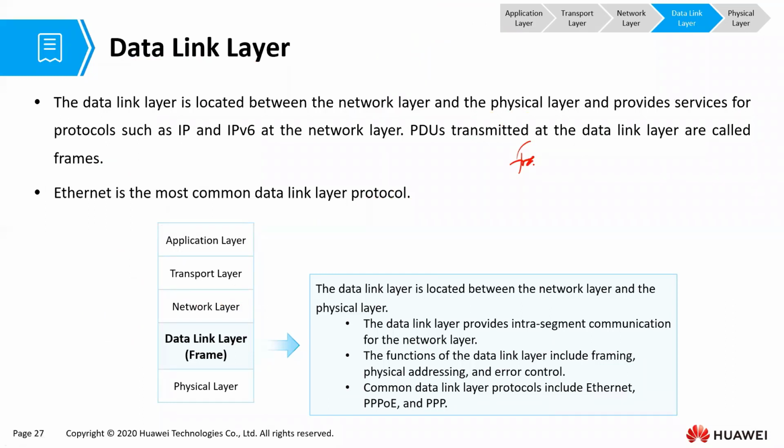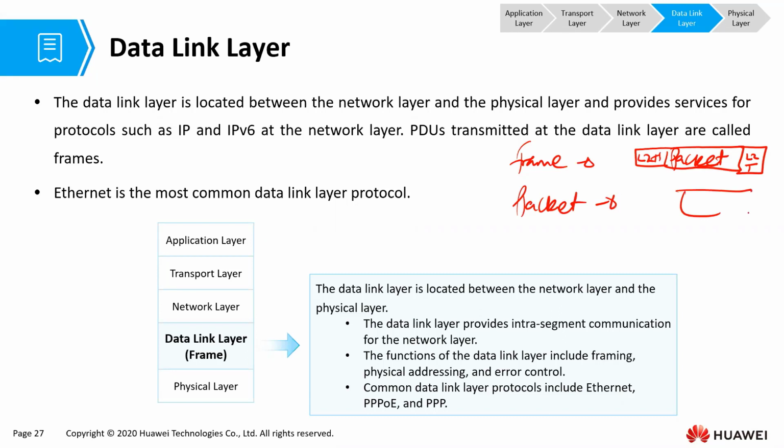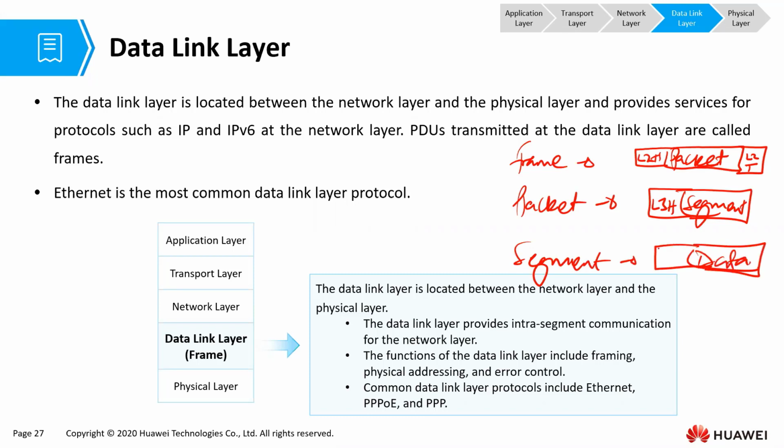A frame is simply our packet together with the layer 2 header and the layer 2 trailer. This is what a frame is. Just like a packet is what came from layer 4, which was a segment, together with our layer 3 header. Just like a segment is what we received from layer 5, which is our data generated by a particular application, together with the layer 4 header. This is what it is.